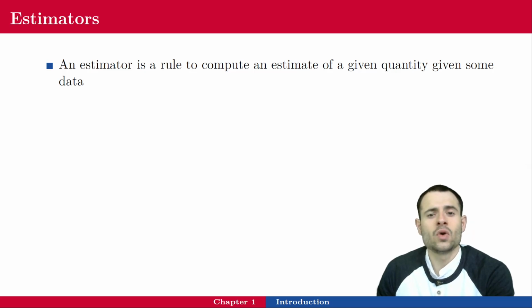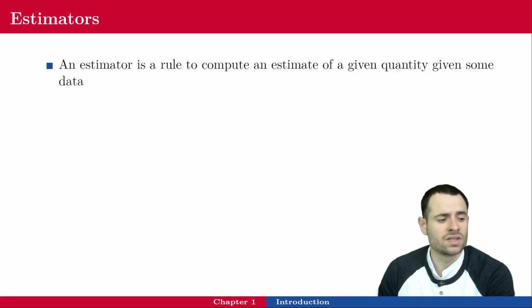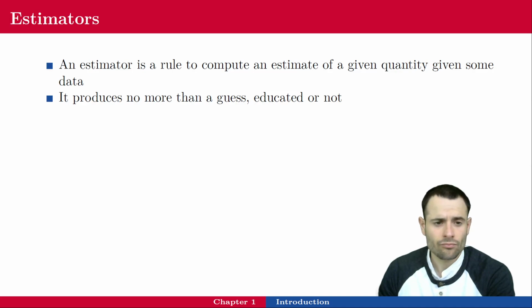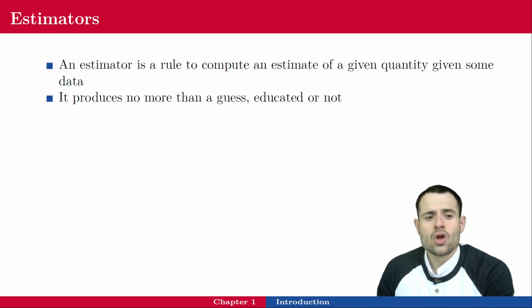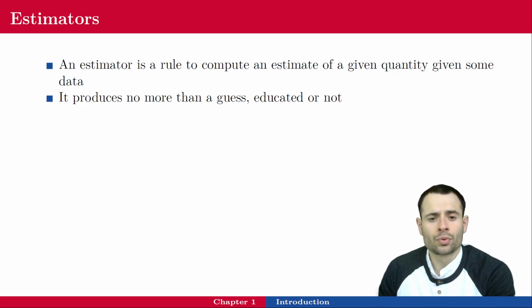The estimator is going to tell you how you should find your estimate or your prediction. We also use the word estimator when we talk about predicting. So it's a rule. The OLS estimator is a formula. The formula is a rule that you apply to your data, and that gives you an estimate of the quantity. So an estimator is no more than a rule to produce a guess, educated or not.